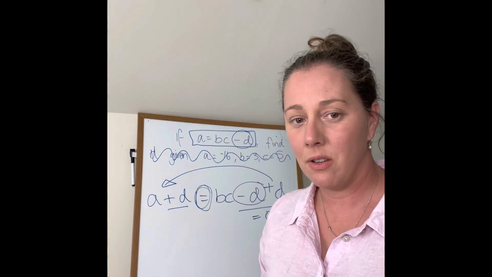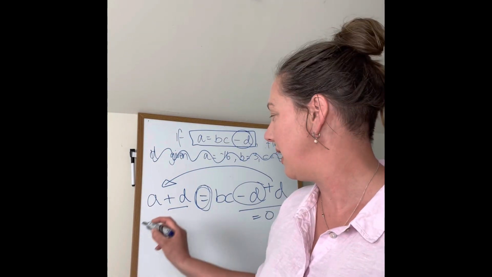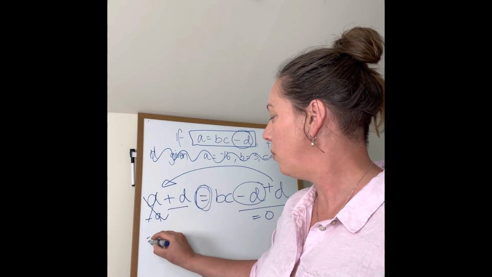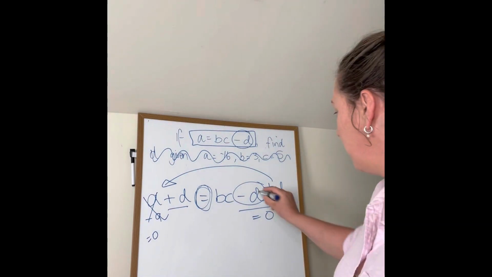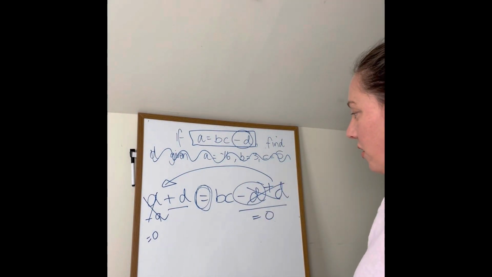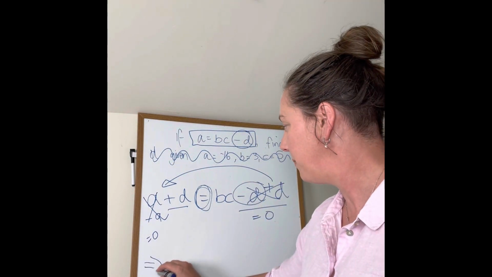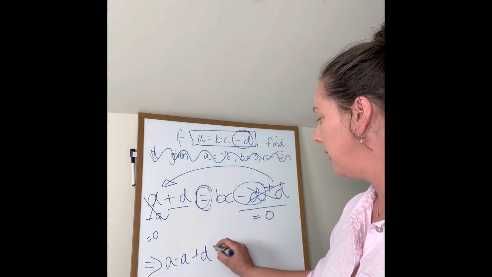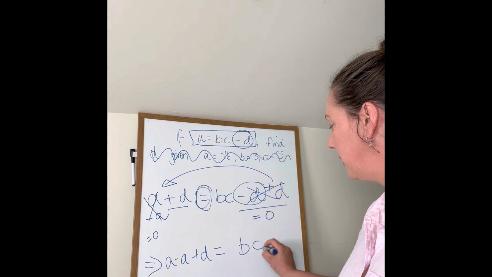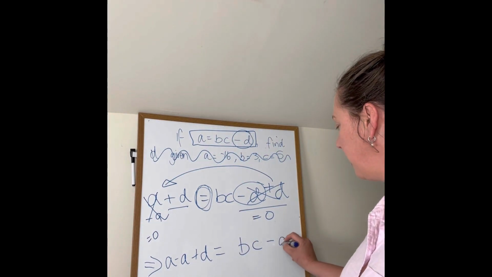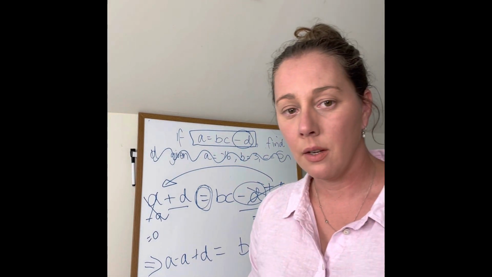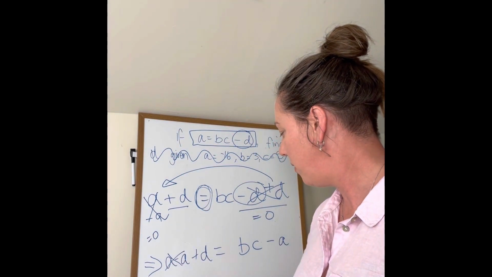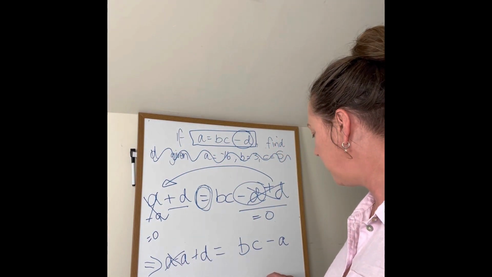Oh, hang on. I've got an A there. I don't want an A. Well, now I have to take my A away, and that will result in that being 0. And this is 0 too. So our next step here will be A minus A plus D equals BC minus A. That's gone. So therefore now I have D equals BC minus A.